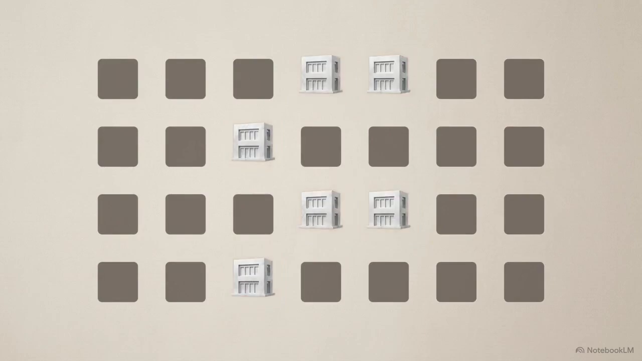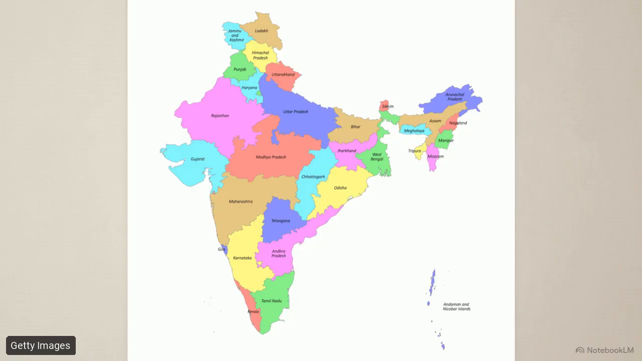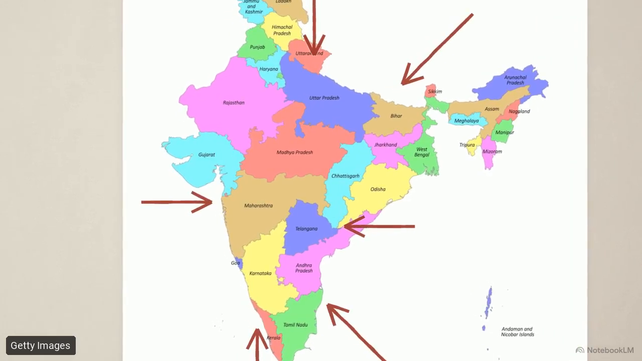India has 28 states, but the way laws are actually made inside them isn't identical across the board. Look at this map of India. Only 6 specific states use a bicameral legislature, meaning they have a secondary upper house called the Legislative Council. Those states are Andhra Pradesh, Telangana, Karnataka, Maharashtra, Uttar Pradesh, and Bihar.